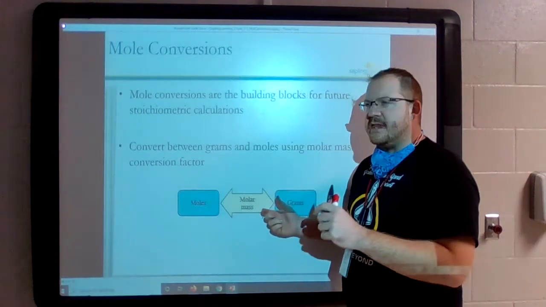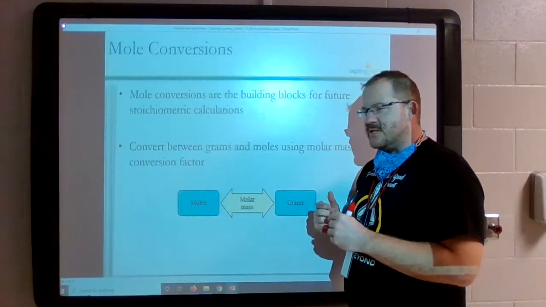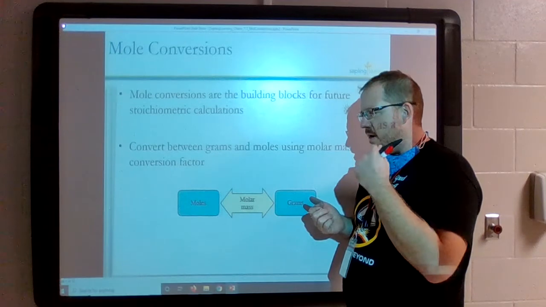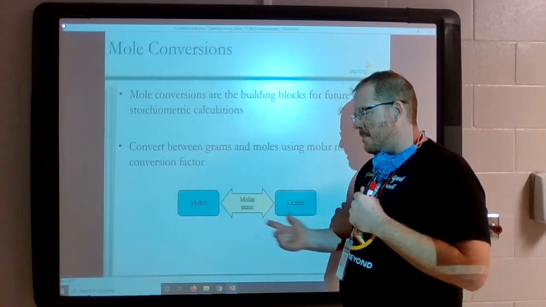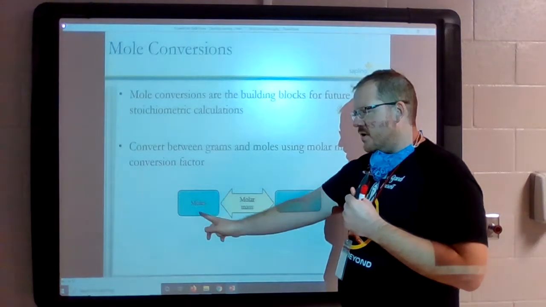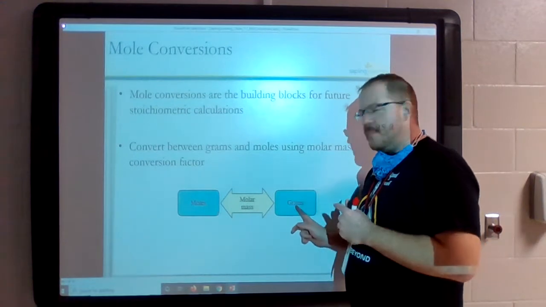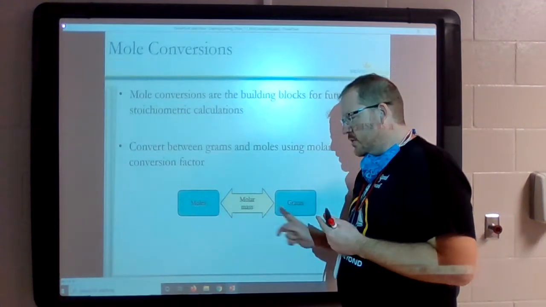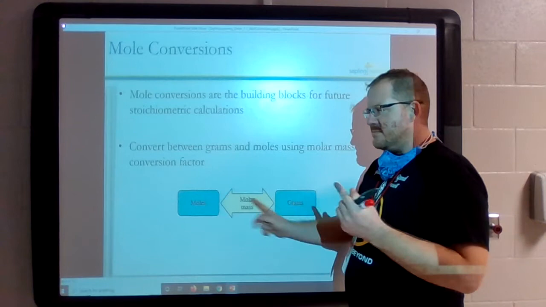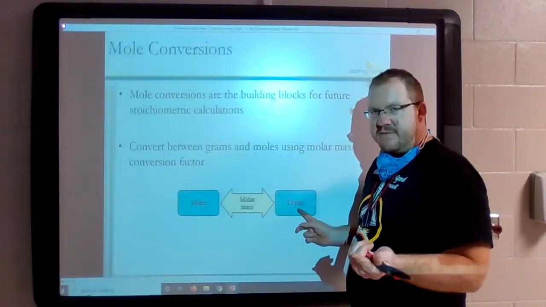So we're going to start off with one of the easier ones because you don't have a lot of large numbers in this one. We're going to start off with mole to mass conversion. So if I'm converting from a number of moles to a number of grams, I need to go back and forth in between these. Sometimes they give you moles and they ask you how heavy it is.